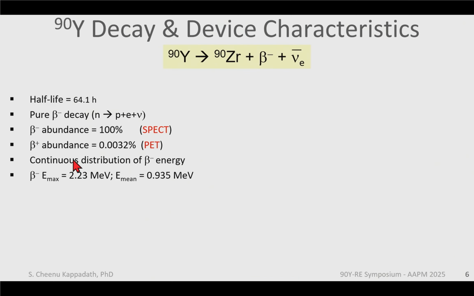Y90 decays with beta emission and a 64-hour half-life. It does not have a photopeak emission, so when you do single photon emission imaging, you're using the bremsstrahlung to capture the image. But it does have a 32 parts per million positron emission. Due to the fact that we administer large amounts of gigabecquerel activity into the patient, even with a small branching ratio of 32 parts per million, you can get good quality PET images after Y90 therapies.